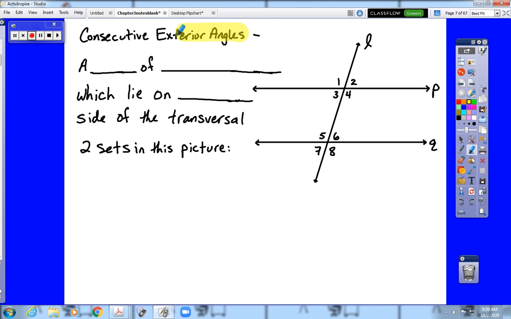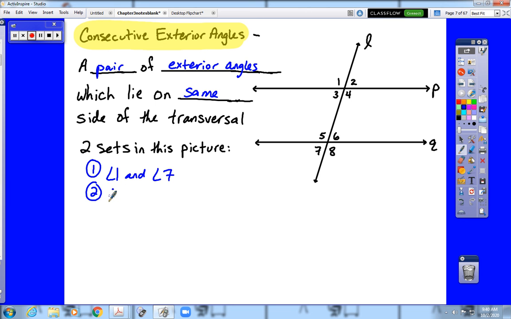Next vocabulary word is consecutive exterior angles. That would be a pair of exterior angles. And if I'm going too fast, just pause the video, catch up. Okay? Pair of exterior angles that lie on the same side of the transversal. So again, there are 2 sets of those. We have angle 1 and angle 7, and we have angle 2 and angle 8. Once again, I'm going to mark those. We have angles 1 and 7, that's one pair, and angles 2 and 8, that is the other pair.